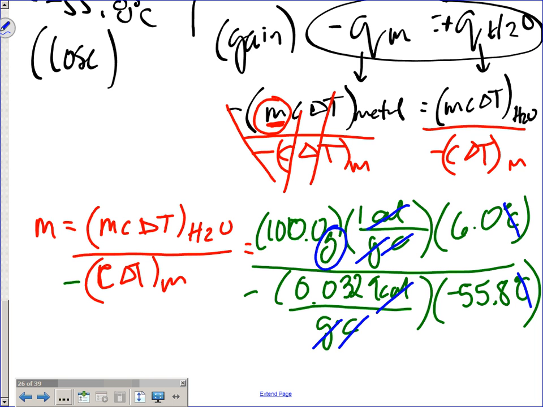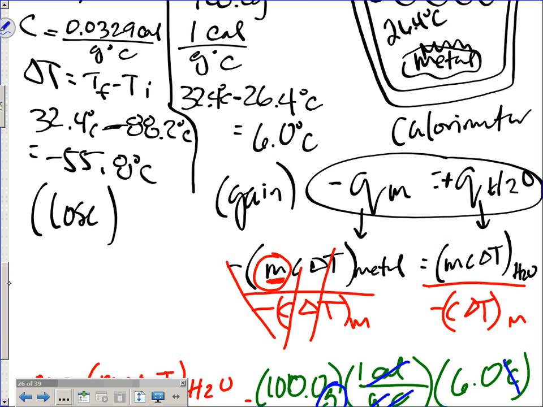Why did you do that? Because that's our water's temperature change, because it went from 26.4 to 32.4, and the difference there is 6. It's very specific to the water, and then the other one was for the metal. 26.4 was the initial, so it's T final. They both end at 32.4. That's at thermal equilibrium, and then you subtract the initial temperatures for each of them separately.